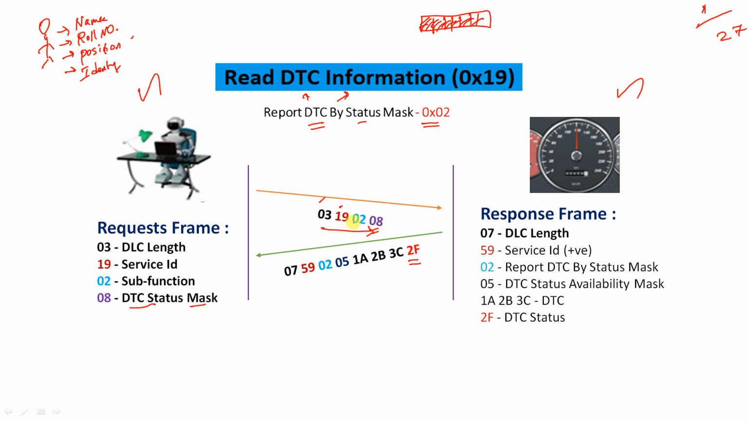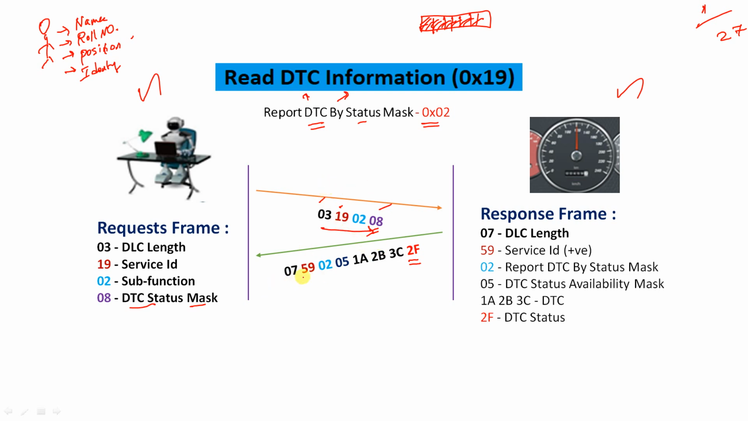So the literal format to report DTC by status mask is, after the subfunction, we have to use the DTC status mask. What output the DTC will give for this DTC status mask, I will explain. If this part is not clear, please comment again. I'll try to clear it in a separate video. Anyhow, we have separate videos for these terminologies, but still in this video you have to understand the frame format and how we can retrieve the DTC. So this is the request frame.